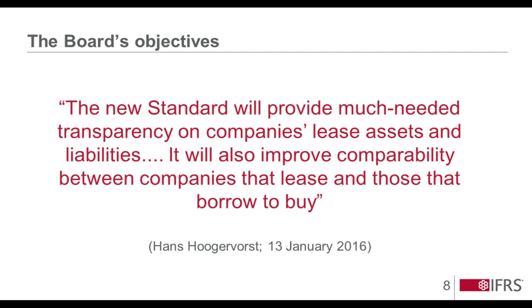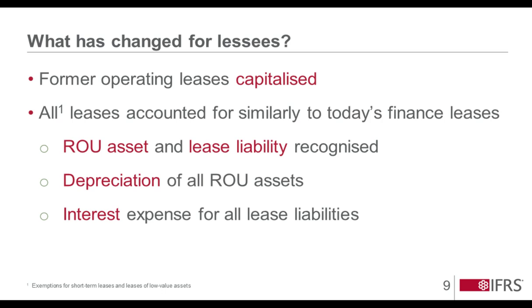Now, because of these problems with the information reported about leases applying IAS 17, the ISB decided to make a number of changes to lessee accounting. The board's objectives were really to address the issues I just described. So in summary, the board was aiming to provide transparency about lease assets and liabilities, and was also aiming to improve comparability between companies. And we'll come back to these two themes when we talk about potential research opportunities later in the webinar. So the next 2 slides provide a high-level overview of the requirements for lessees.